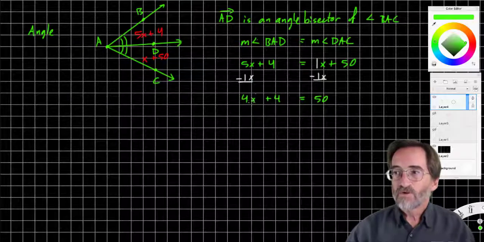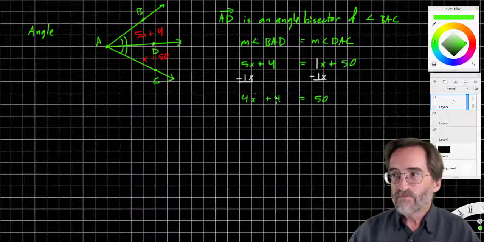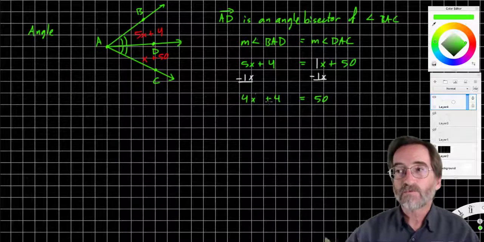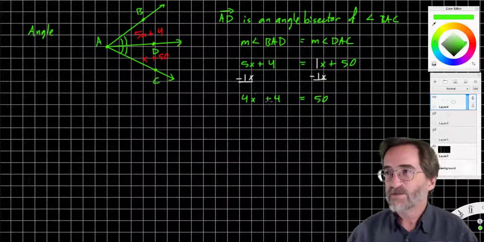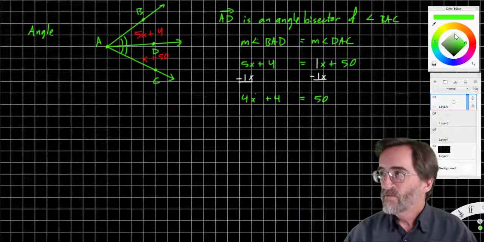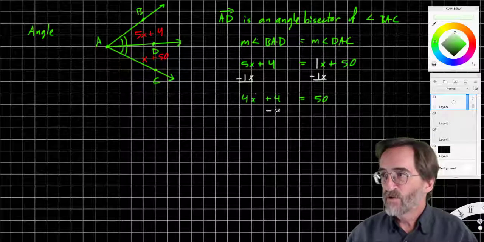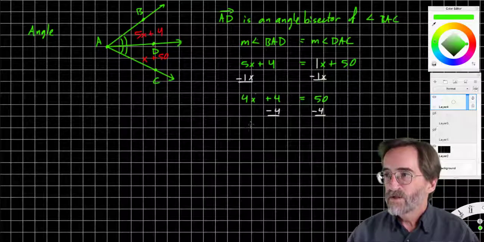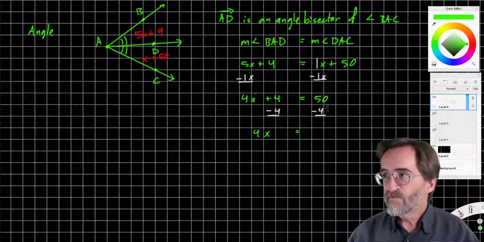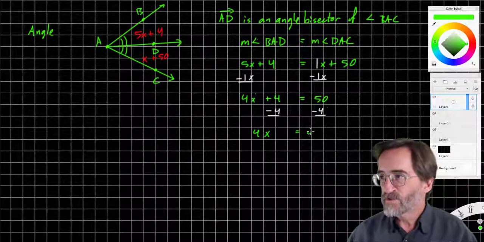Okay, reverse order. To get rid of the plus 4 first, reverse order. PEMDAS says multiply then add. Solving equations is backwards. Get rid of the addition first. So subtract 4. It's kind of like peeling an onion. Which layer do you start with? You start with the outside layer. So 4x equals 50 minus 4, which is 46.